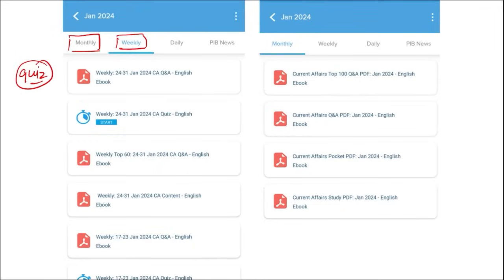Similarly for the monthly, the PDFs are very important. They provide you insights into various topics, and we also provide you the quiz of monthly questions that are very important for learning.